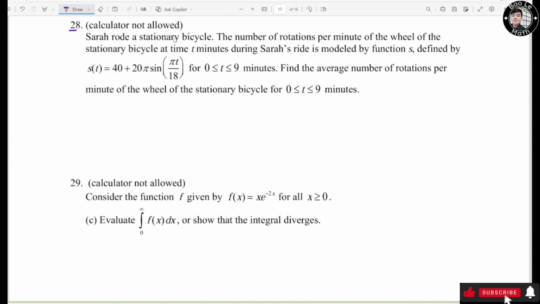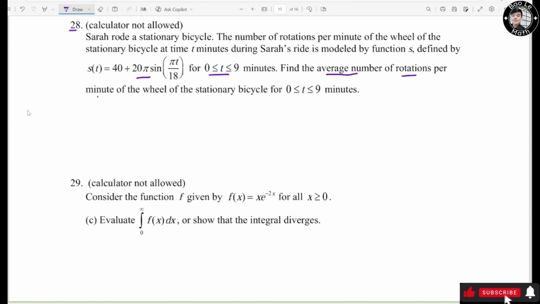Sarah rode a stationary bicycle. The number of rotations per minute of the wheel of the stationary bicycle at time t minutes during Sarah's ride is modeled by function s, defined by s of t equals this guy for t between 0 and 9 minutes. Find the average number of rotations per minute of the wheel of the stationary bicycle for t between 0 and 9 minutes. Alright, so we're going to use the average formula, right?